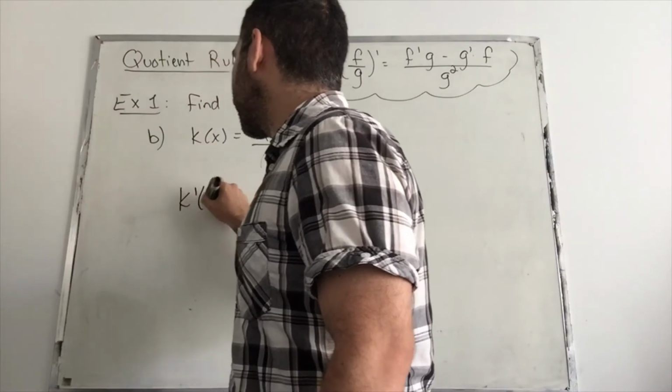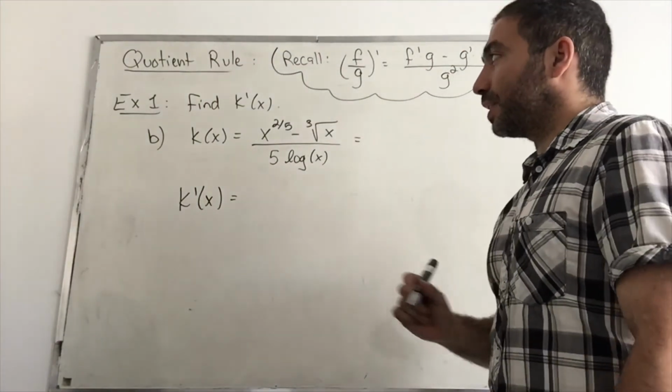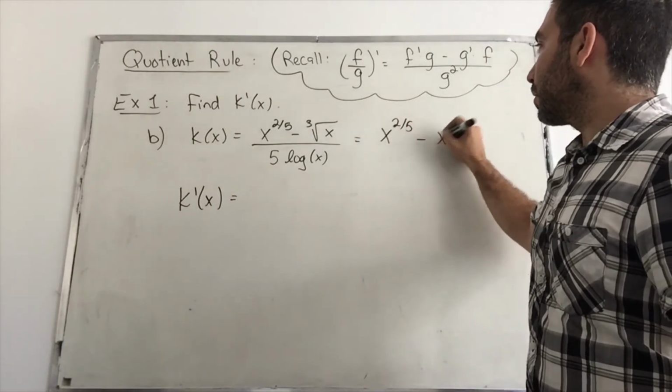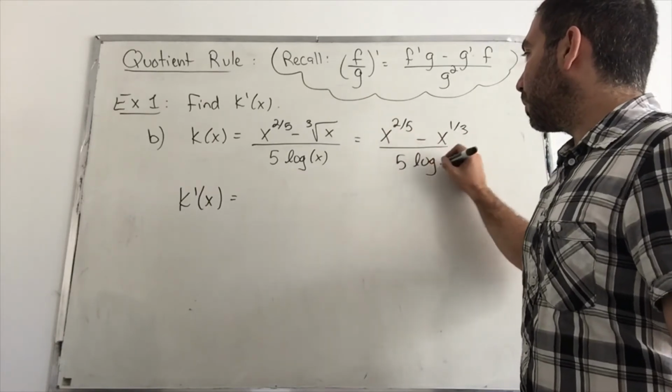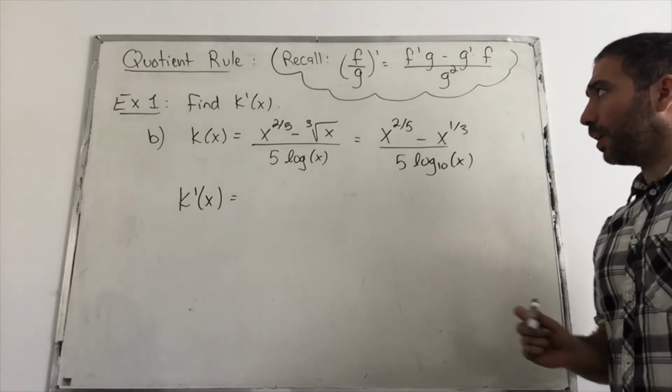So k prime of x, we start off by taking the derivative of the top. So what I would do is probably set myself up. So I would rewrite this as x to the 2/5 minus x to the 1/3, all that divided by 5 log. Maybe log base 10 of x just to help myself out. And now I'm ready to go.